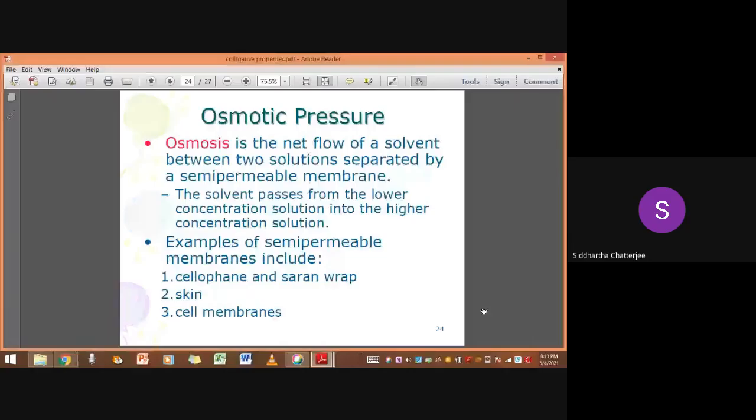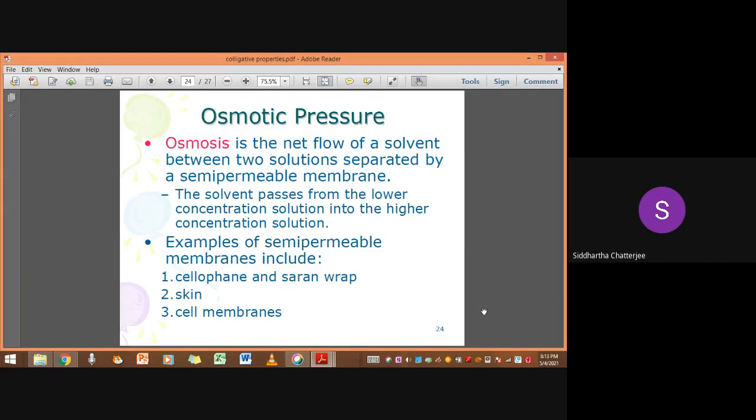Because when two solutions are separated by a semi-permeable membrane, it is quite possible that the solvent across the membrane may flow either from higher concentration to lower concentration or from lower concentration to higher concentration. But high concentration means the amount of solute is more and the solvent is less, whereas low concentration means the amount of solute is less and the amount of solvent is more. Therefore, from the low concentration solution, there will be net flow of solvent to the high concentration solution, until the concentration of both solutions becomes the same. That phenomenon is known as osmosis.